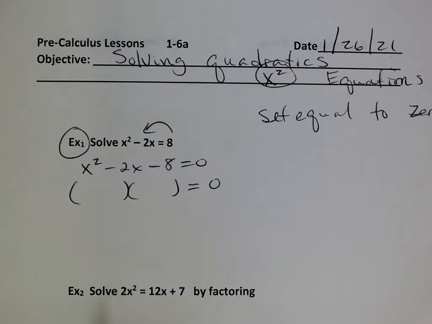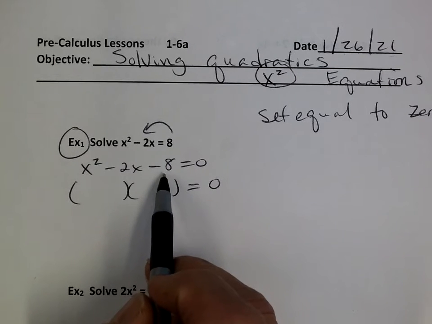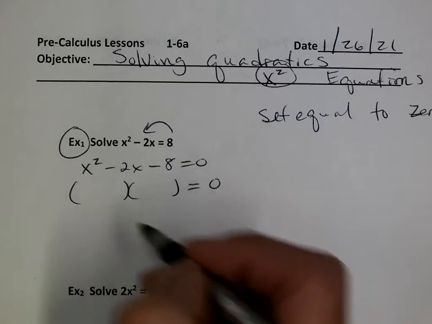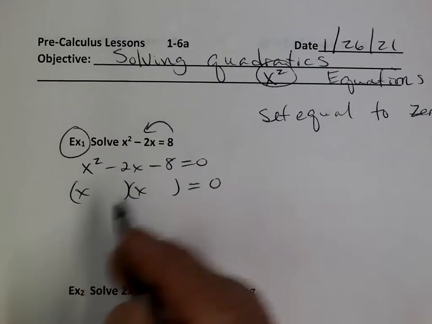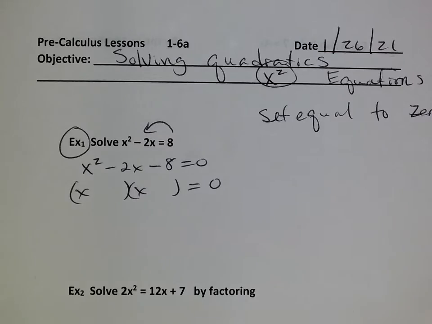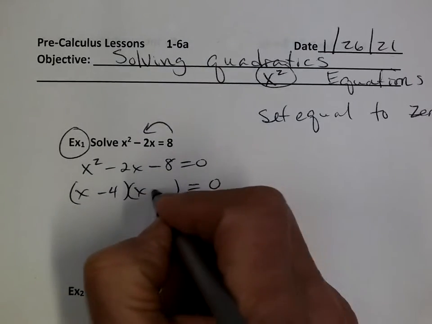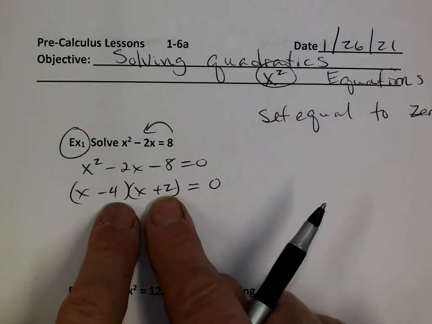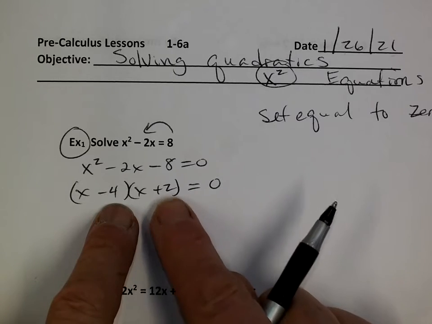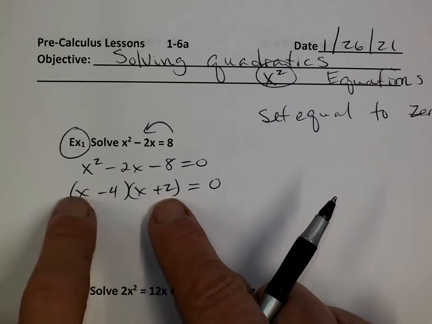And then we know multiples of 8, 4 and 2. I'm going to use a negative 4 and a positive 2. So I'll go x and x, because that makes my x squared. We're going to use a negative 4 and a positive 2, because they multiply to make the negative 8, and they add up to make the negative 2.